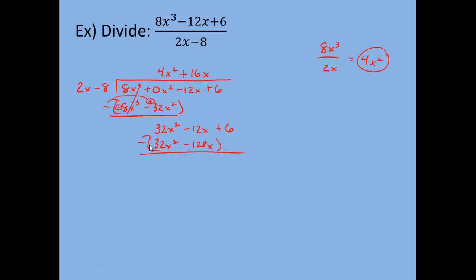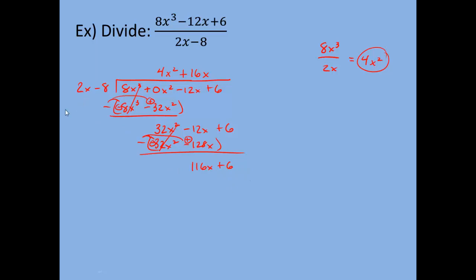So, distributing the negative sign through. A negative times a positive makes this a negative 32. A negative times a negative makes this a positive 128x. 32x squared minus 32x squared cancels out. A negative 12x plus 128x, that will be a positive, and 128 minus 12 is really what we're doing here, will give us a 116x plus 6.